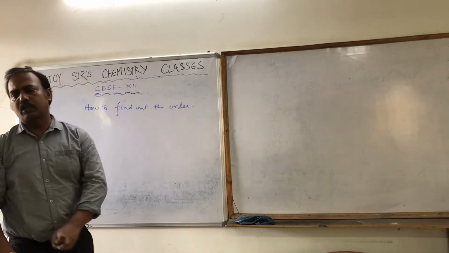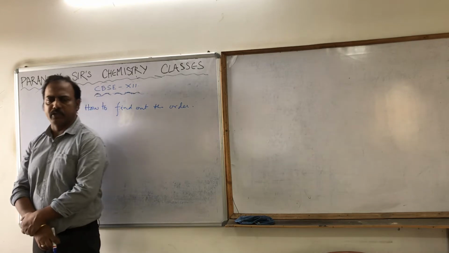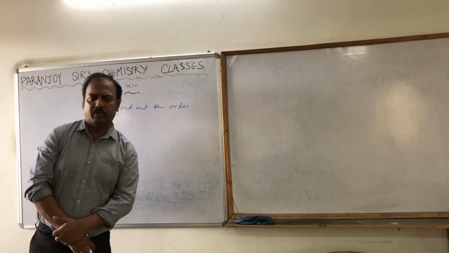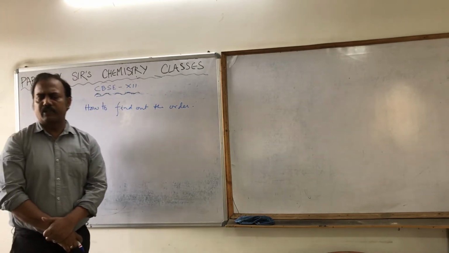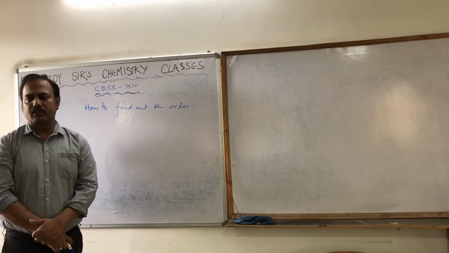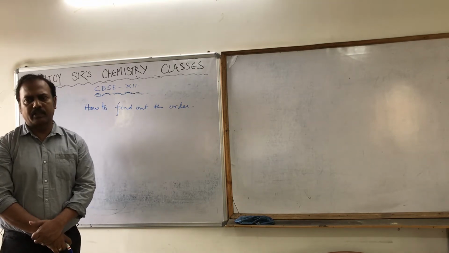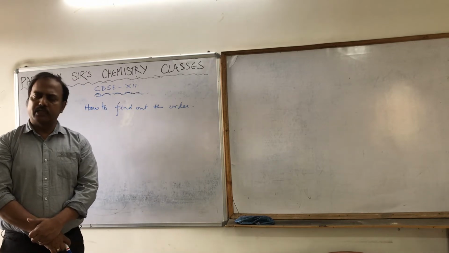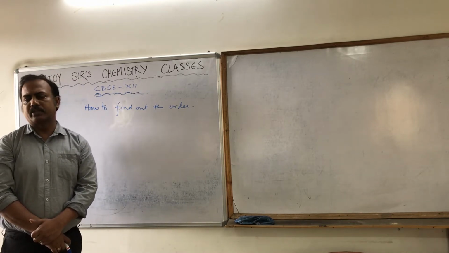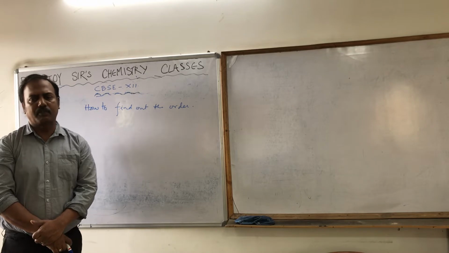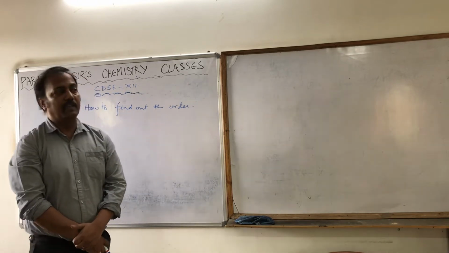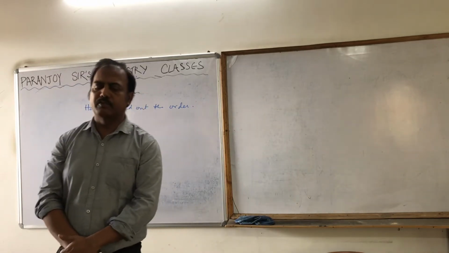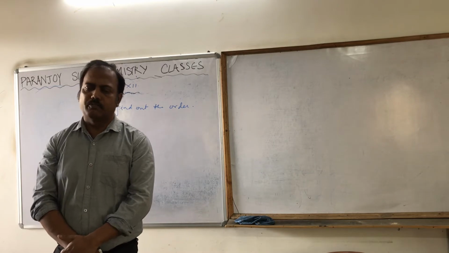I told that order is an experimentally determined quantity. So there are several methods by which we can find out the order of a chemical reaction. None of these methods do we have to know in detail. The only thing we have to know is just the names of the methods. Okay, main four methods by which you can find out the order of the reaction.